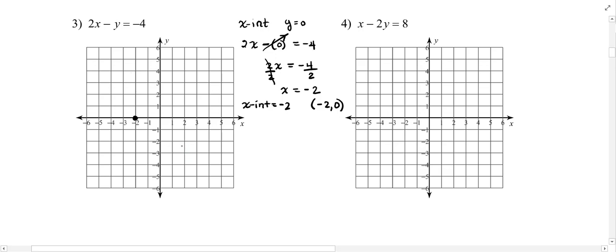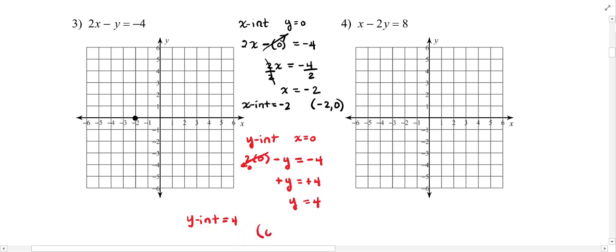Now let's try this for the y-intercept. If we're looking for the y-intercept, that means x is going to be equal to 0. Let's plug it in. So now this is 2 times 0 minus y equals negative 4. This multiplies to 0. So now all you have is negative y equals negative 4. A quick way of doing this is, since they're both negatives, you can just turn them both positive. So now you have y equals 4. This means that the y-intercept equals 4. And as an ordered pair, it would be (0, 4).